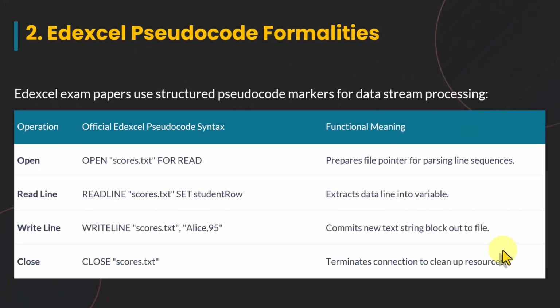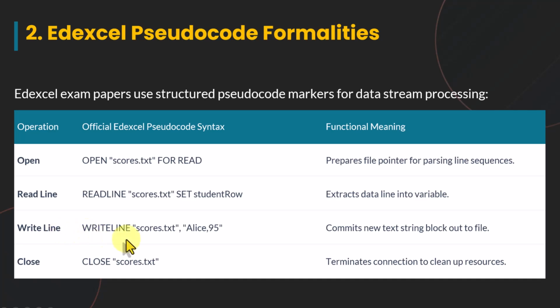Then the Edexcel pseudocode for that. In pseudocode, how do we do this? To open the file, we write something like this: open scores.txt, that is the name of the file, for read, write or append, any one of them. Then read line, then the name of the file, from which file you should read the line, set student raw. So then store that line inside this variable, which extracts a line of data into the variable.